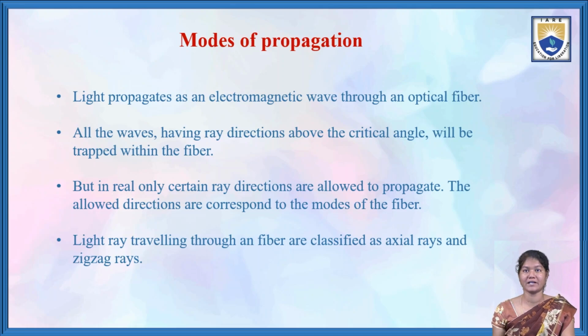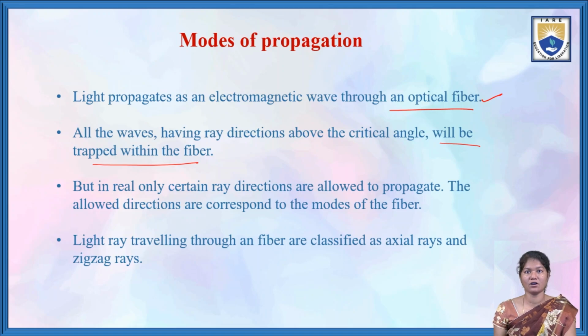Modes of propagation. Light propagates as an electromagnetic wave through an optical fiber. All the waves having ray directions above the critical angle will be trapped within the fiber. So what are the waves propagating having ray direction above the critical angle? They will be trapped within the fiber.